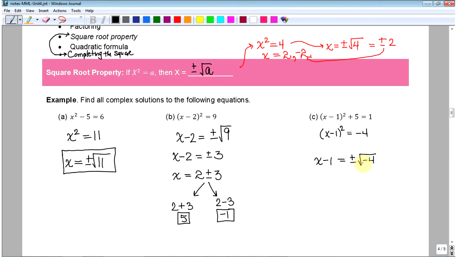So going back a couple of concepts, we can simplify the square root of negative 4. Since we have a negative under the square root, I know I'm dealing with an i, and the square root of 4 is equal to 2. So that quantity is equal to 2i. So my last step would be to add 1 to both sides to get x equals 1 plus or minus 2i. And that would be our final answer.